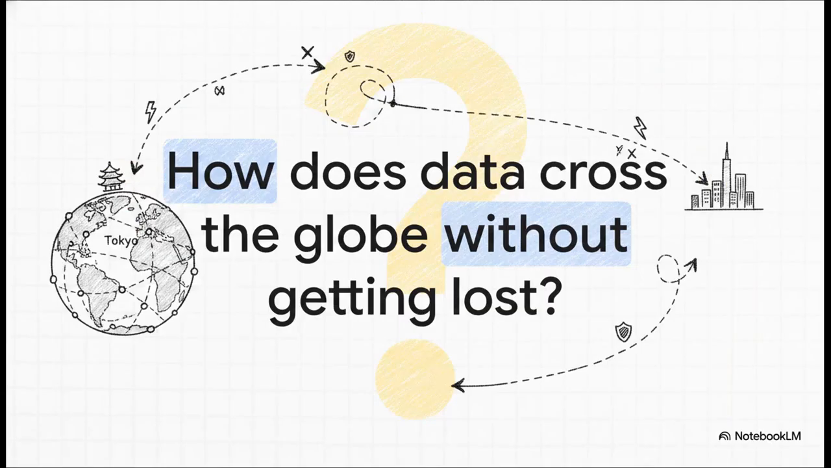Okay, let's dive into this. The fundamental problem early network engineers had to solve was just massive. How does data cross the globe without getting permanently lost? I mean, with billions of devices out there, data could literally bounce around forever. Without a highly sophisticated navigation system, we just have endless loops and totally crashed networks.